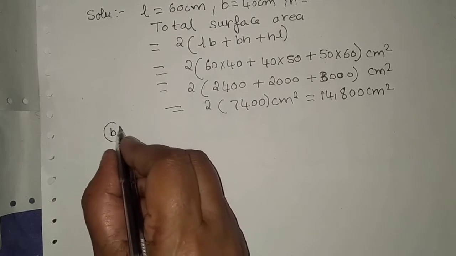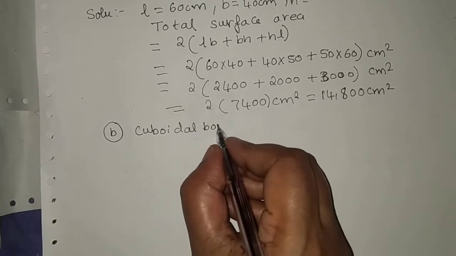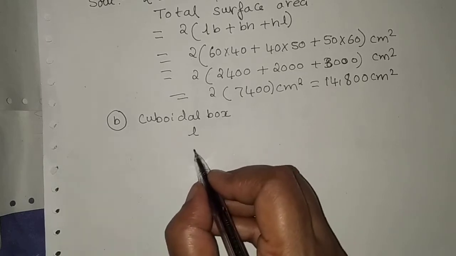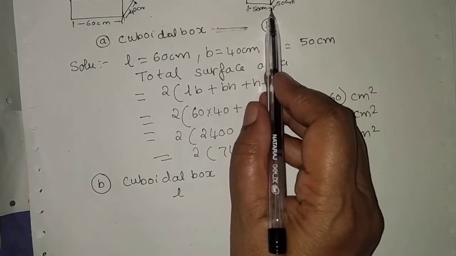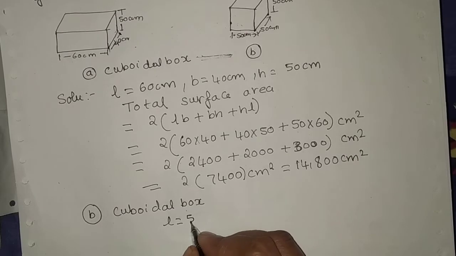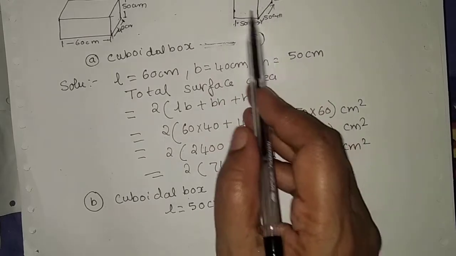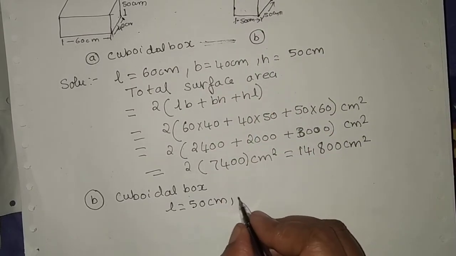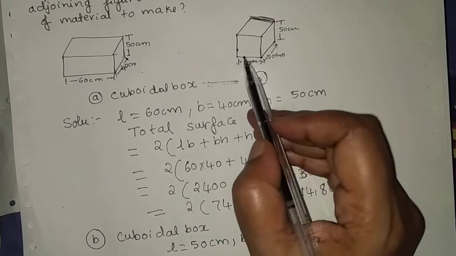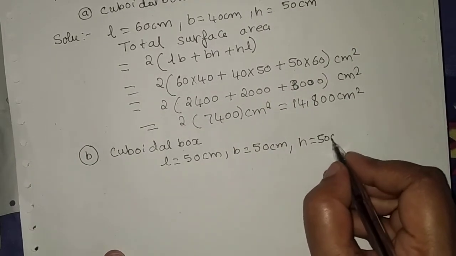Then for the B cuboidal box, what are the data given? Length is given as 50 centimeters. Since it is a cuboidal box in the square form, length, breadth and height are all the same. Length, breadth and height are all 50. Write down H is equal to 50 centimeters.